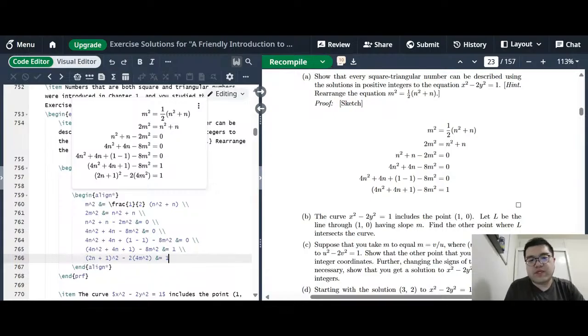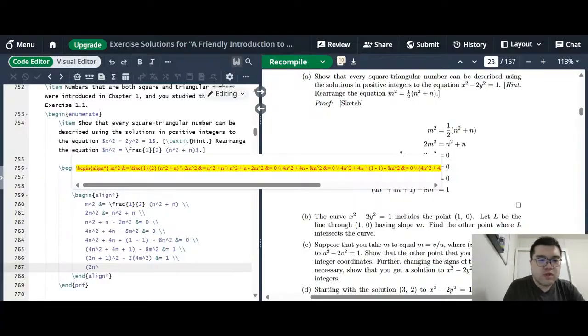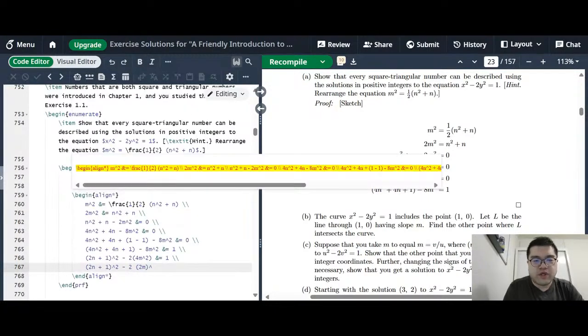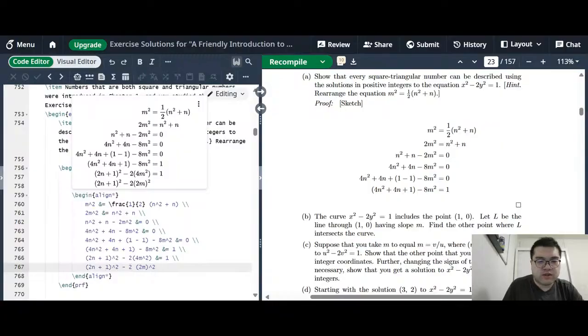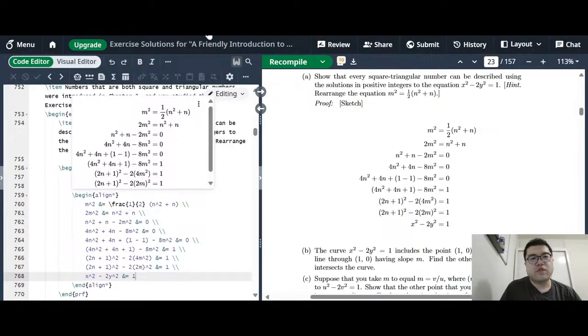And of course, we want the right side to be 1, right? But then, more importantly, the 4m squared part we can rewrite as the quantity 2m, the whole thing squared, like so, in order to match the form x squared minus 2y squared, which is equal to 1, as we want. So here is the complete sketchwork.